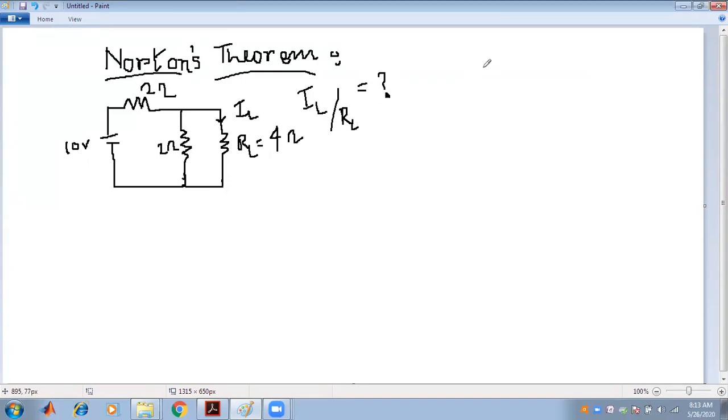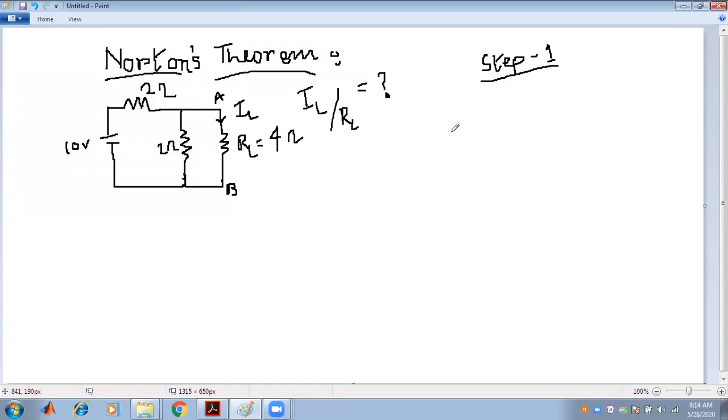So, approaching step 1: our first step suggests that in case of Thevenin's theorem, we just open circuited the terminal. So this is the AB terminal. We open circuited that AB terminal in order to find the VTH or VOC.